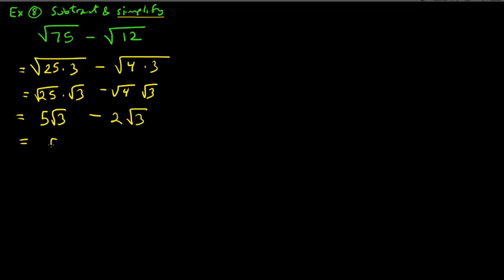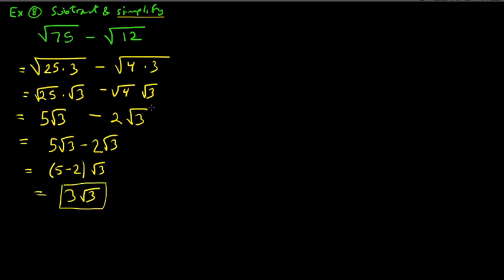Now we have 5 square root of 3 minus 2 square root of 3. These are like radicals, so we can subtract them. Just take 5 minus 2 times the square root of 3. That's just 3 square root of 3. So that's the answer here: 3 times the square root of 3.